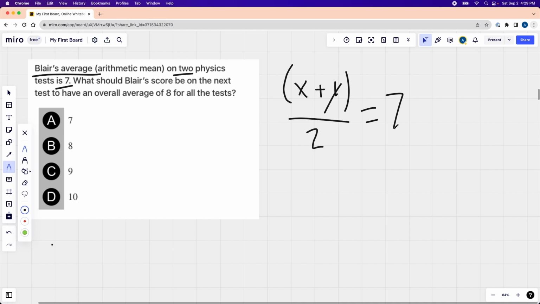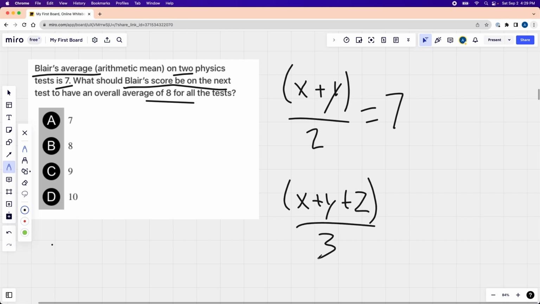And now what we want to know is, what should Blair's score be on the next test in order to have an average of 8 for all the tests? So now we're going to introduce another test called test Z. Now we have test X plus Y plus Z, all divided by 3, because now there's 3 tests, and that should equal 8. Now we want to solve for Z. We want to figure out what number Z needs to be in order to make this new equation equal 8.